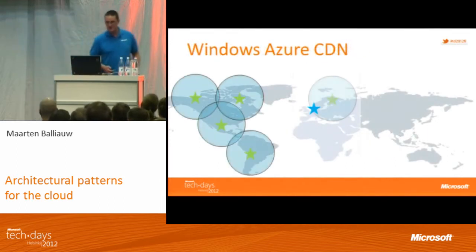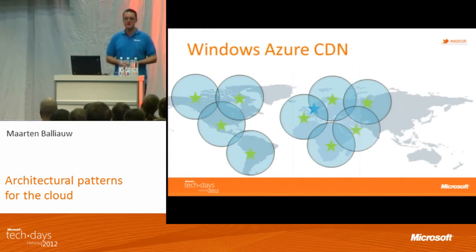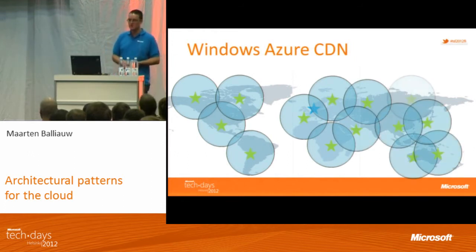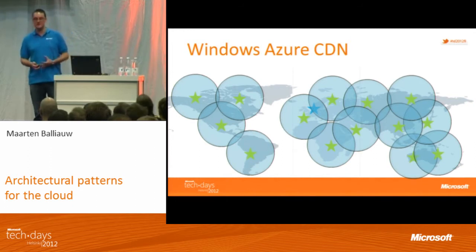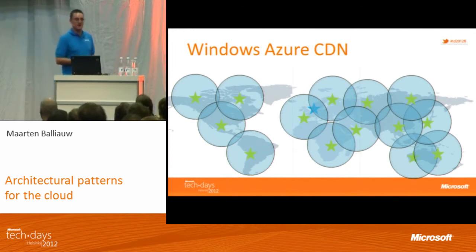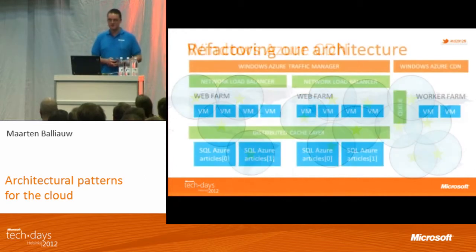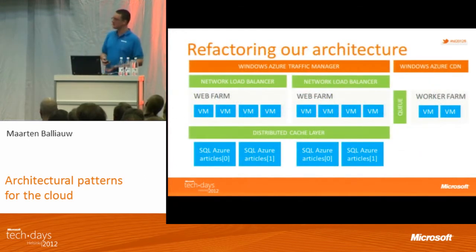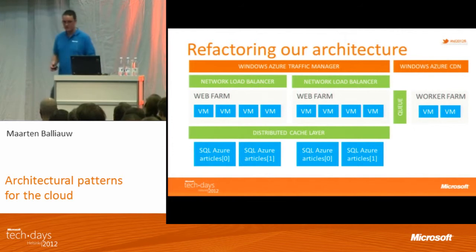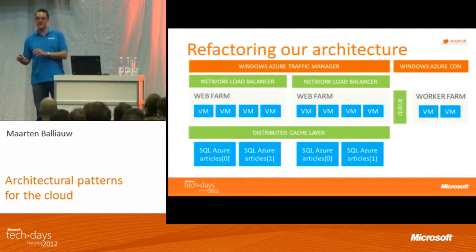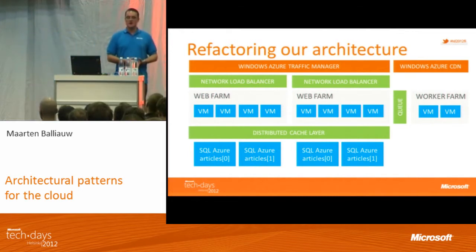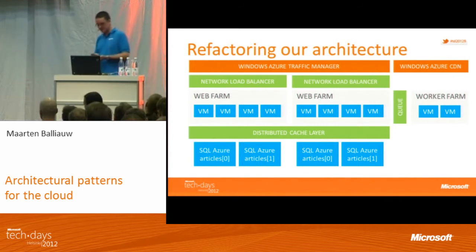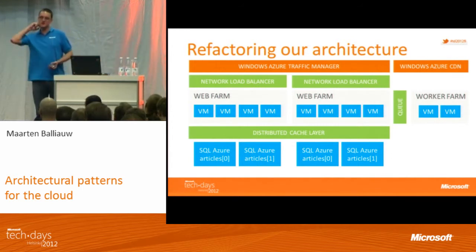So the CDN: I think the latest number is 26 data centers around the globe where you can push your data. If you have images, CSS, or JavaScript files, just push them on the CDN and serve them from there. So our architecture will look different. Next to our VMs, we also use the Azure CDN to host some images and static content.